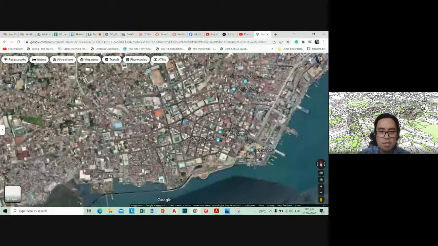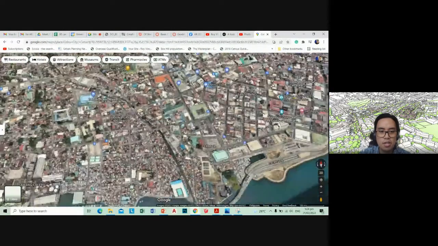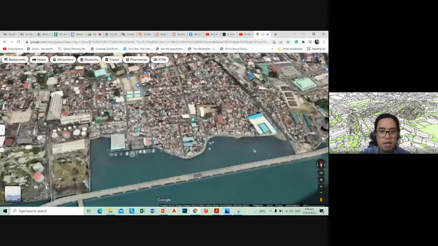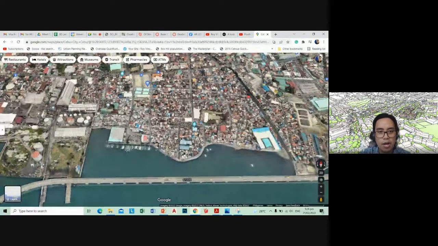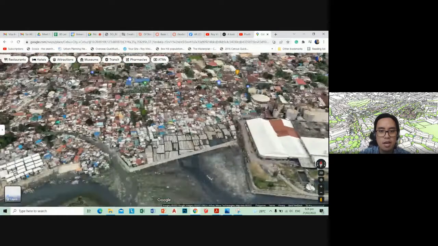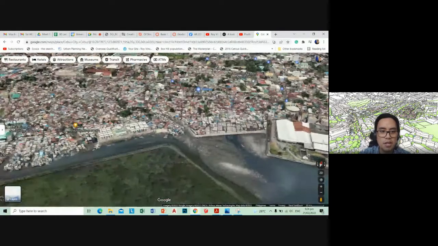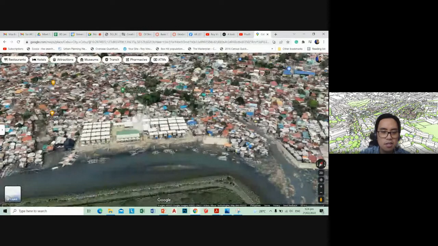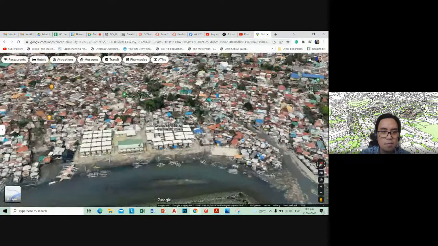But I think Cebu City, even though it's super crowded already, row housing type or small density housing is still, I think, very feasible. Something like this. So you see here, this is, what's the name of this area?